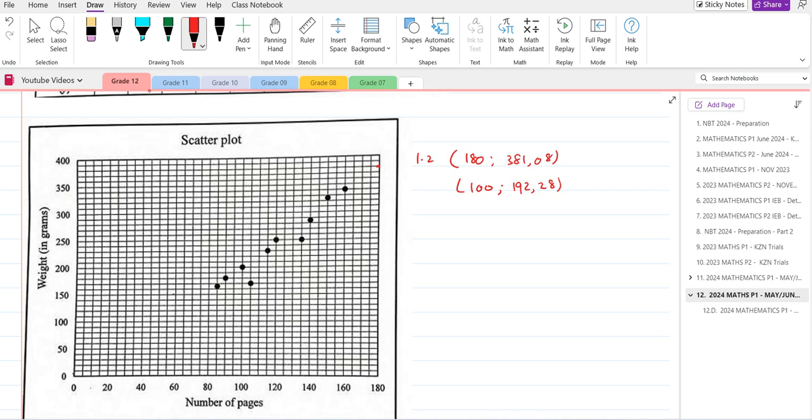Okay, 380, right? And the other line is 100 and 192. 100 and approximately 190. 190 will just be under the 200 mark. I'm getting somewhere around there. Okay, that's 190. So that's 50, 60, 70, 80, 90, 100.